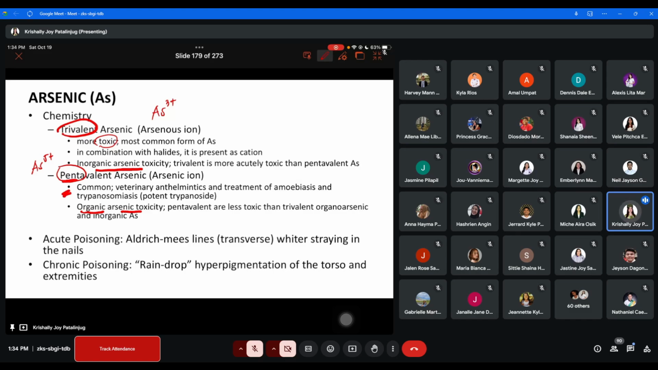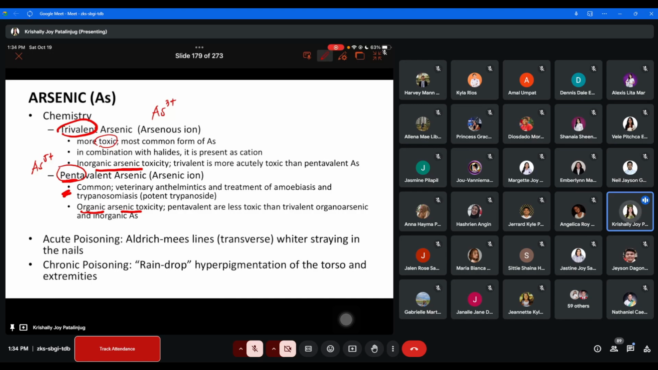Okay, the one that is commonly used as veterinary anthelmintics treatment, halimbawa for amoebiasis, for trypanosomiasis, sa among animals ni siya, yung pentavalent form ng arsenic. So later na compound na ma-mention mamaya, isang antihelminth nga containing arsenic compound. So yung arsenic doon na form is in pentavalent arsenic.